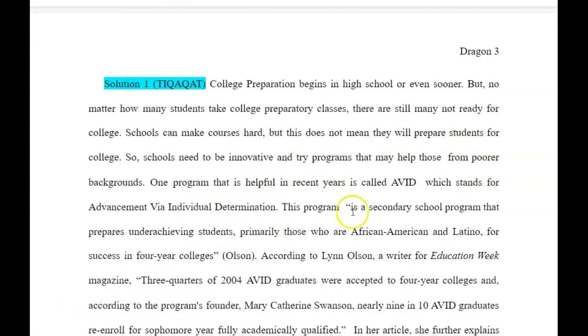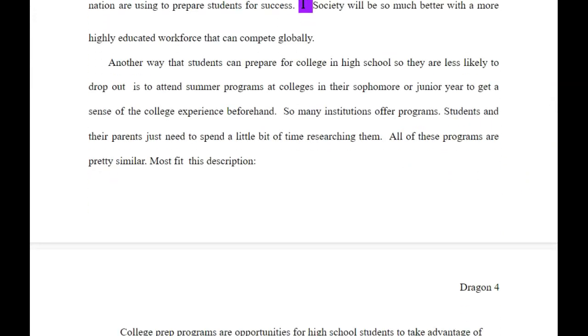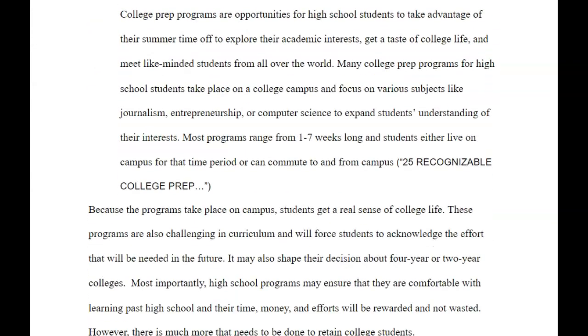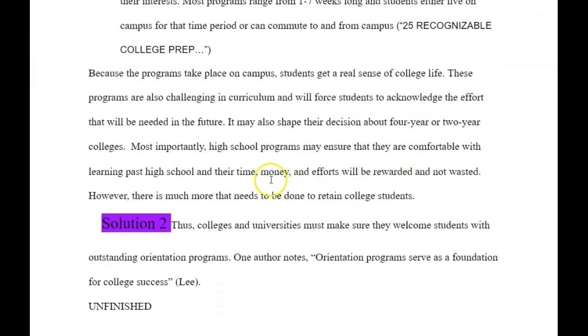So I go on, and there is all this information about the program. And then I continue, and I see more about another program. So I have 2 paragraphs for this reason. Okay. Then I get to solution 2. Note that there is a transition, a conclusion to the paragraph about the programs.